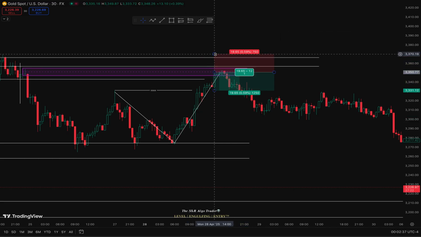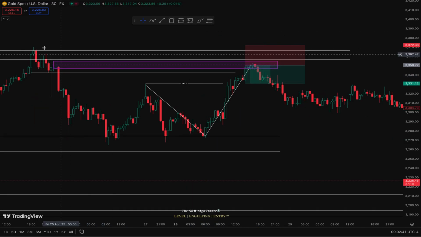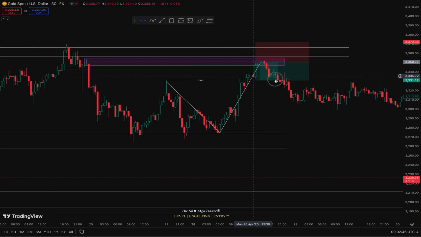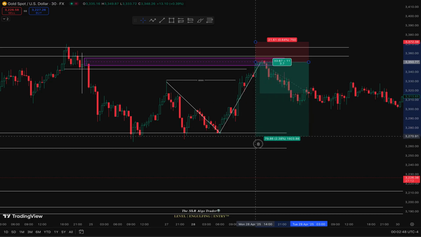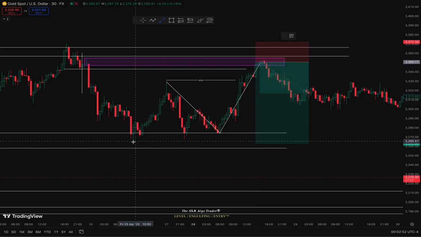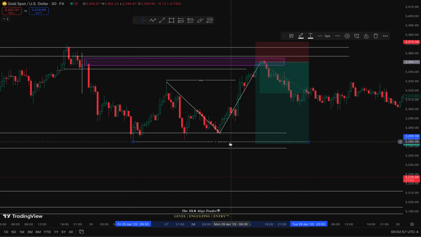Then to be safe, you put your SL there. Kind of that strip the liquidity, the wick, so here. So the first TP where price reached, then it reversed. So here is the first TP here. That is TP1.